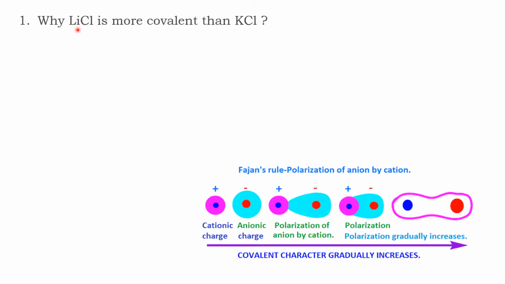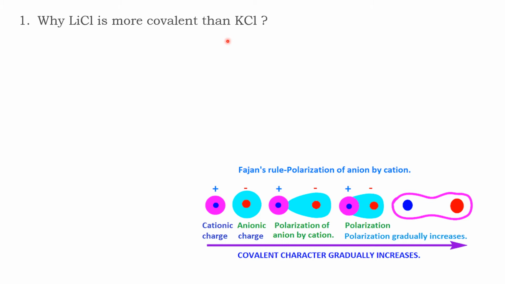And we know all first group elements only form positive ions, Li+ and K+. They are combining with chlorine, Cl-. Here also Cl-. That means the anion is the same, Cl-. The charge of the anion is the same.